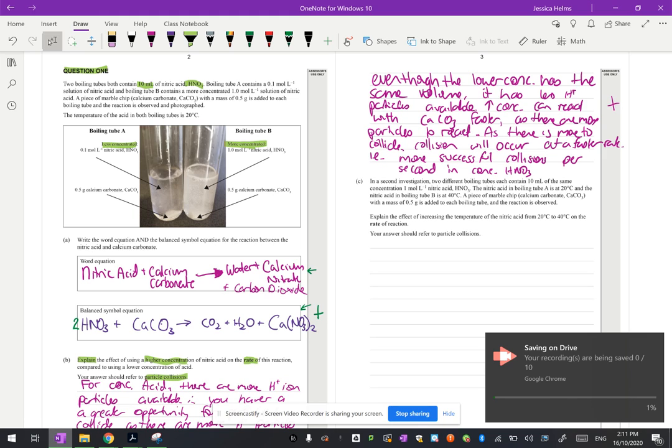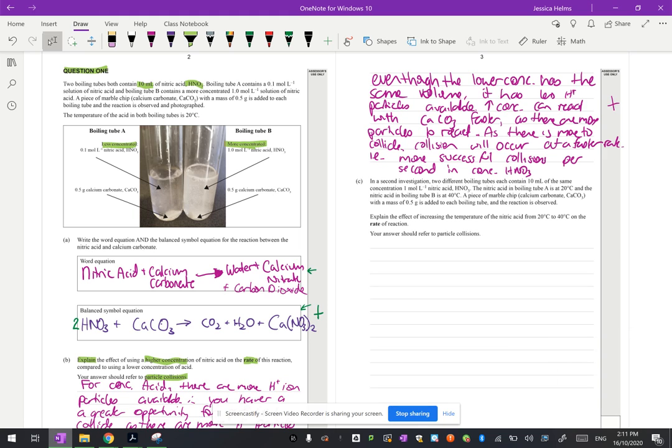Okay, level 1, this is for part C of question 1. In a second investigation, 2 different boiling tubes, each containing 10 ml of the same concentration, so 1 mol per liter of nitric acid. This nitric acid in boiling tube A is at 20 degrees Celsius and the nitric acid in B is at 40 degrees Celsius. And a piece of marble chip with mass of 0.5 grams is added to each boiling tube, and the reaction is observed.